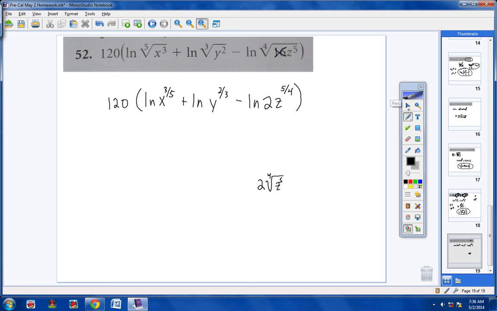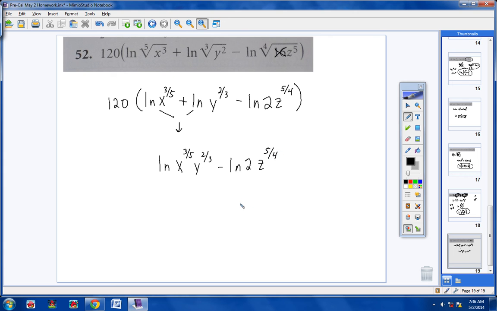So there we go. Now, my advice to you is, yes, I can see that we have 120 out here, but I would hold off on that until the very end. So I'm going to forget this 120 until the very end. I'm going to go ahead and take my first two logarithms. They're being added right here. So I'm going to combine these two logarithms, and I'm going to put the natural log of x to the 3/5, y to the 2/3, and then minus the natural log of 2z to the 5/4.